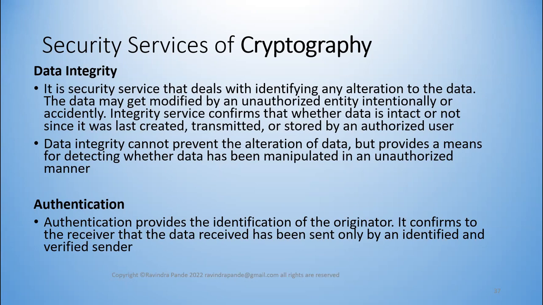So integrity services confirm whether the data is intact since it was last created, transmitted, or stored by an authorized user. This is what we call integrity services, or traceability services, for a given database. Data integrity cannot prevent the alteration of data, but it provides a means for detecting whether the data has been manipulated in an authorized manner or not. So what we are trying to do within the database, we have a table called user, guest, and all the other levels of credentials as we discussed.